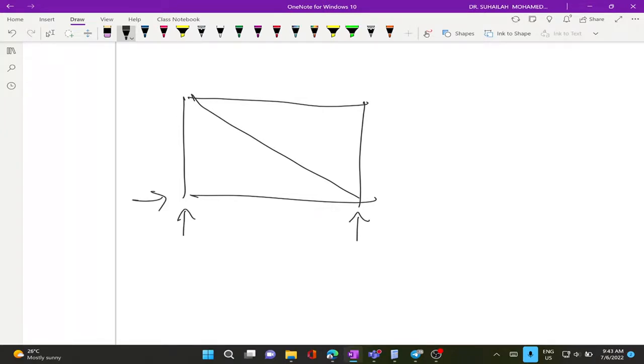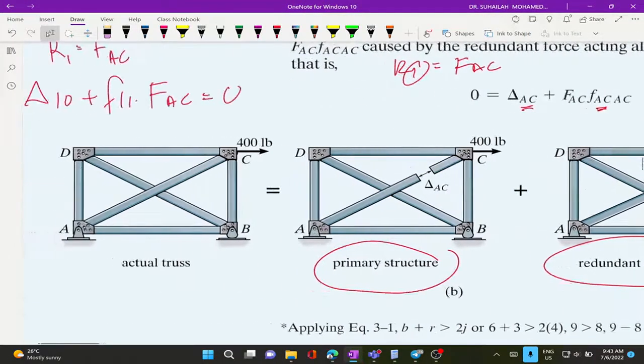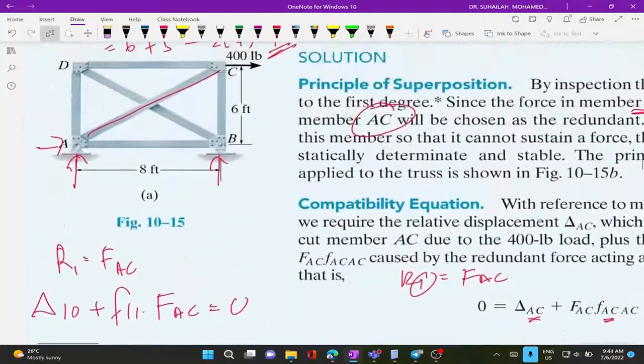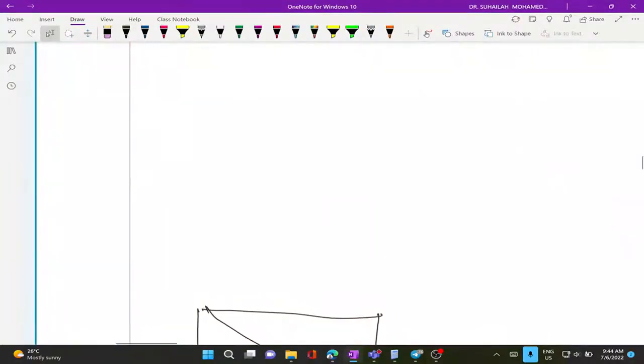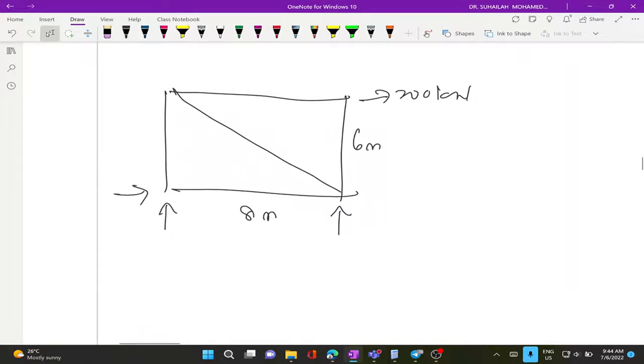This is the primary truss. The loading: this is 8 meters, this is 6 meters. I change this to kilonewton. I put here 200 kilonewton. So what we need to do, this is the primary truss.